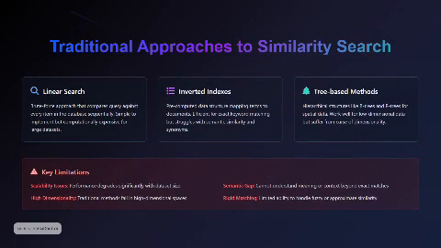Traditional approaches to similarity search. Before vector similarity search, we used traditional search methods. The linear search method checked every item one by one, simple but extremely slow for large databases. Then came inverted indexes, which power traditional search engines. They mapped keywords to documents, making keyword-based search faster.